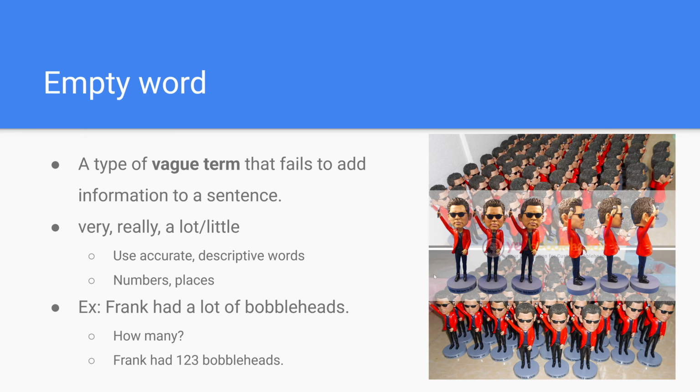For example, if we said Frank had a lot of bobbleheads, well, how many are we calling a lot? If you are a bobblehead enthusiast, 100 might not seem like very many. But if you are someone who hates bobbleheads, then that might seem like too many. So we have to be more specific, and we say Frank had 123 bobbleheads. So we're finding out that extra piece of information.